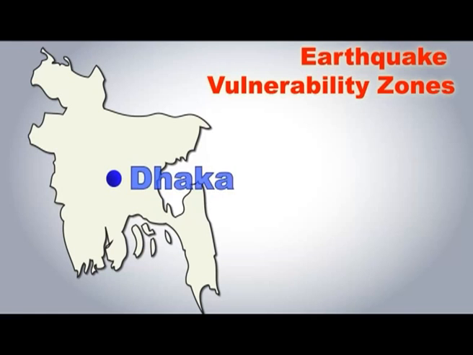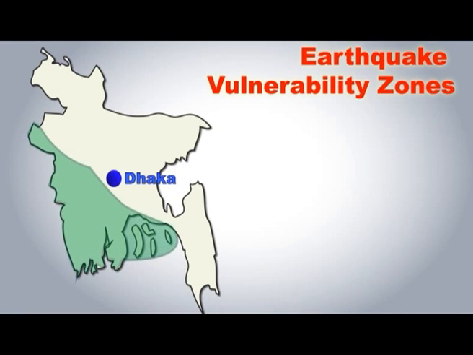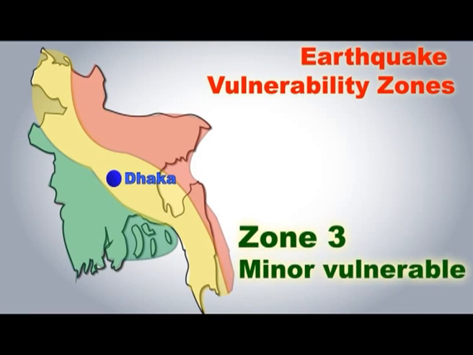Here, as you can see in the monitor, Bangladesh is divided into 3 areas of vulnerability in earthquake. When we say vulnerable, it means that area is weak against earthquake or it has a greater danger in earthquakes. Here you can see that the southwest part of Bangladesh is colored green, which means it is zone 3 or a minor vulnerable area because this area is seismically quiet.